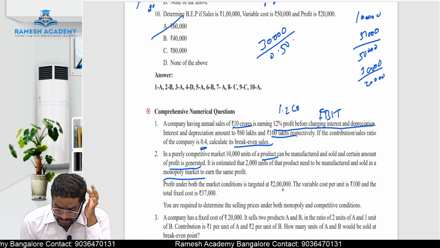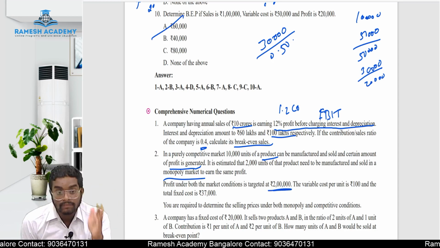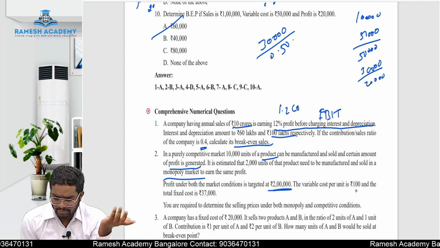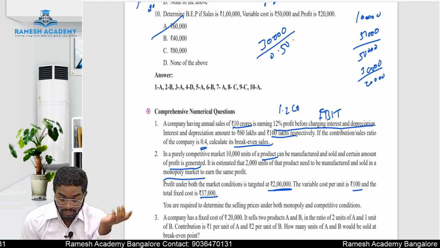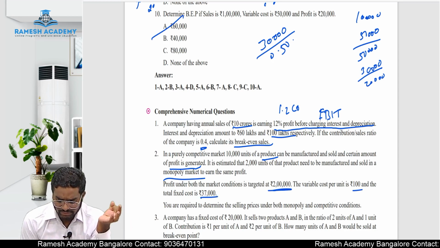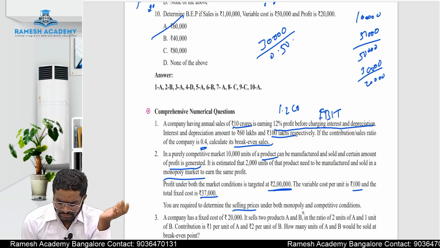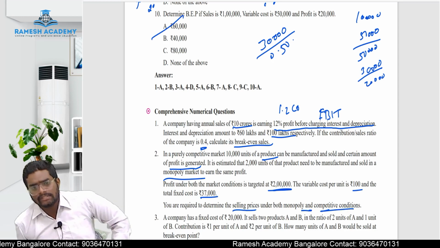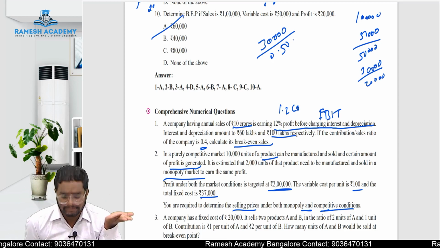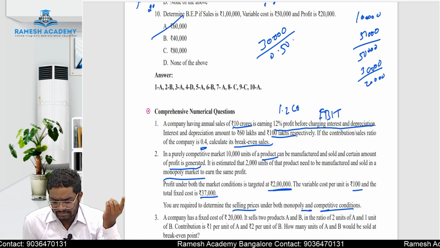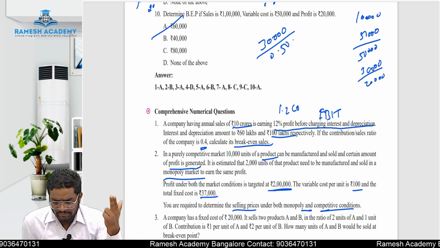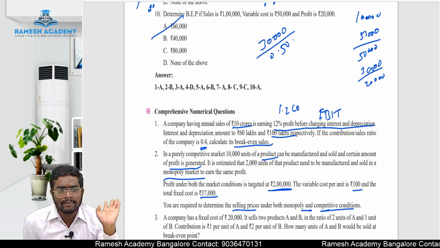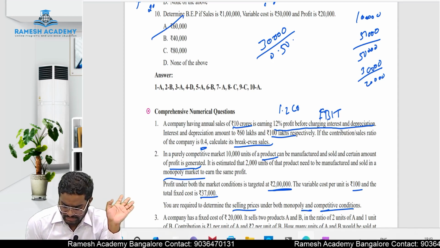Understood? So they are telling that they should have a target profit of 2 lakh in either case. They should have a profit of 2 lakh in both cases, and the variable cost is 100 and the fixed cost is 37,000. Now we have to calculate the selling prices under both the monopoly and competitive conditions. To calculate selling price, we need the sales amount. We have the units, the variable cost, the fixed cost, and the profit. Calculate sales divided by number of units, you will get the selling price. That's it.